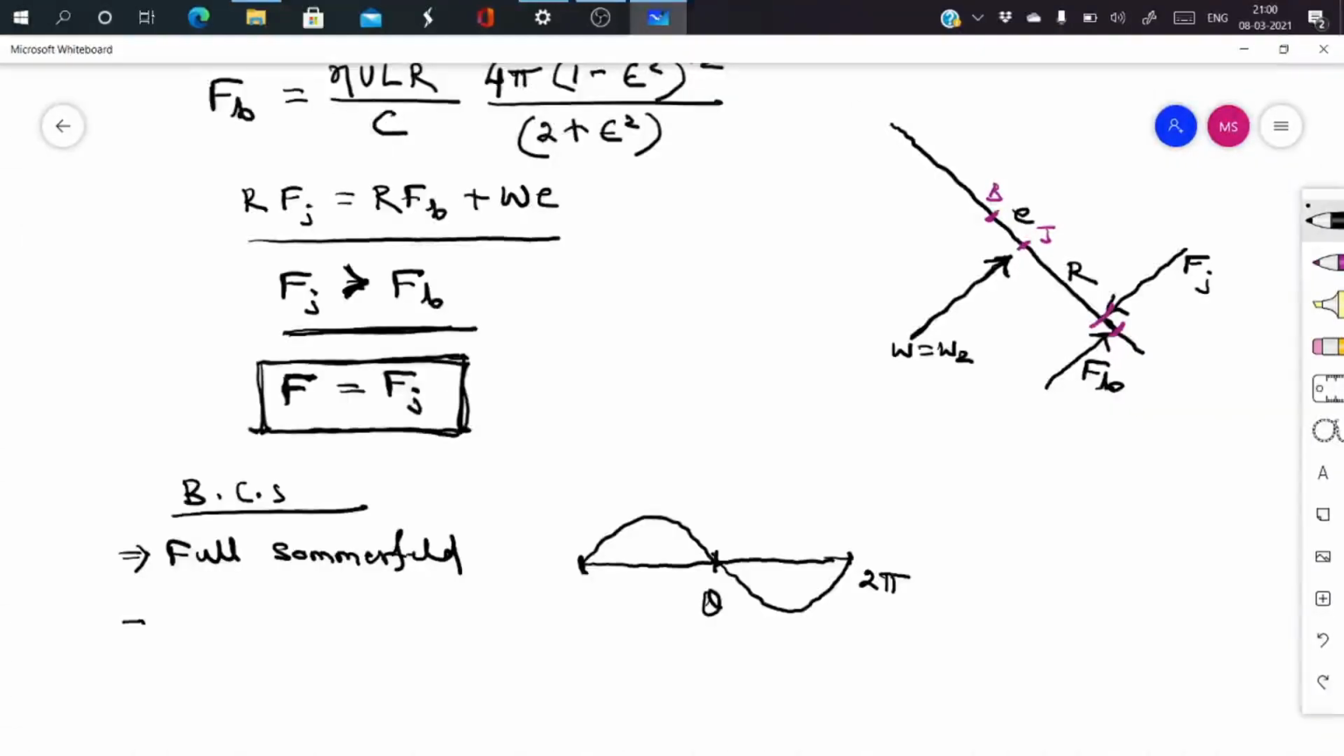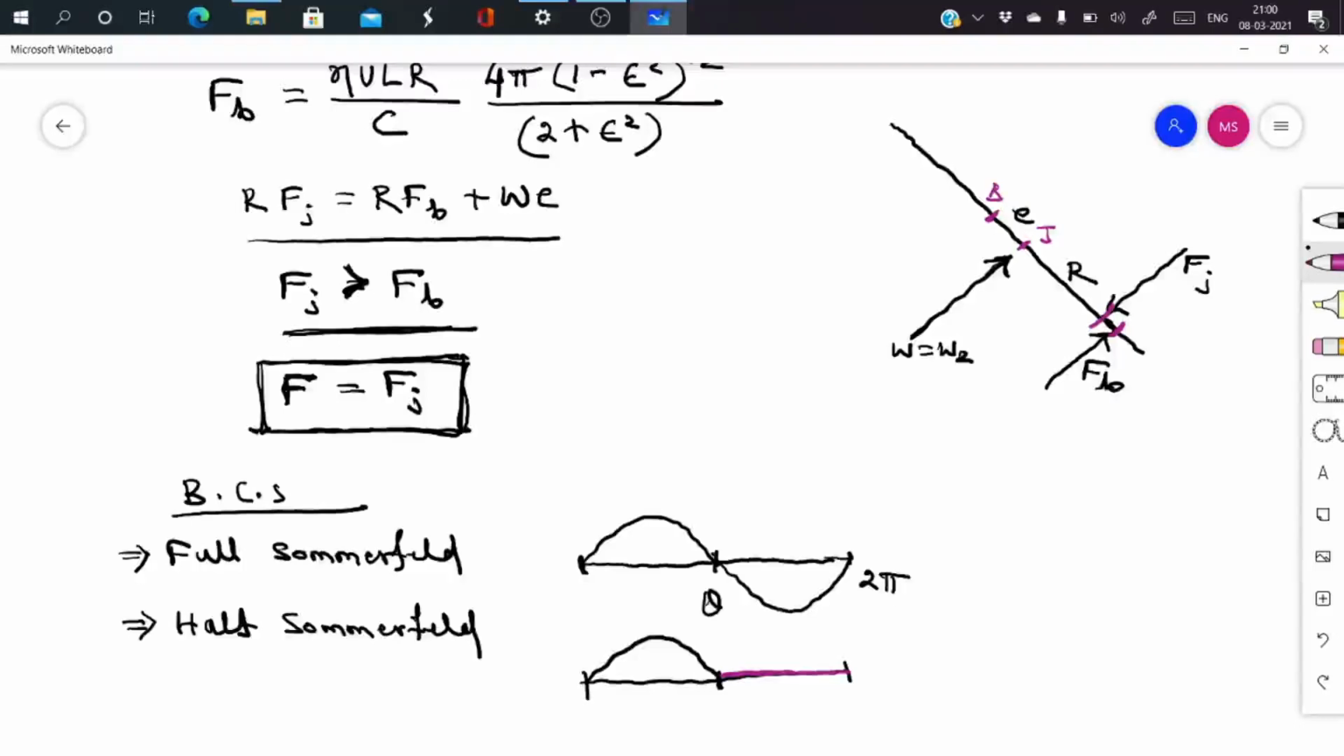Now people suggested that full Sommerfeld boundary condition gives erroneous pressure profile which is not close to the experimental one. So let us use half Sommerfeld boundary condition. In half Sommerfeld boundary condition, we don't have to derive it again. The solution is same. Only thing is that we'll take pressure profile up to this much, where this part will be 0. We will not be taking this part.